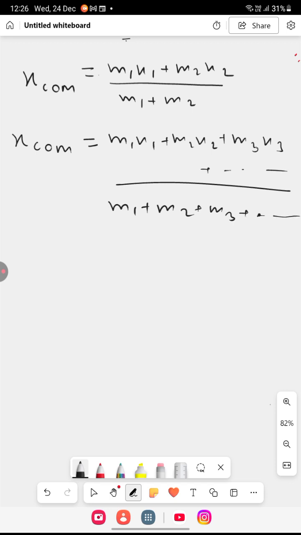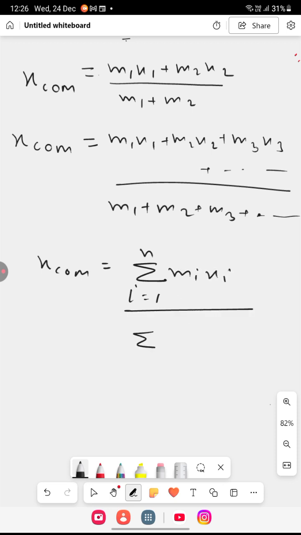Now how can we write it? x center of mass equal to sigma i is equal to 1 to n of mi xi upon sigma i is equal to 1 to n of mi. This is the formula when the masses are in discrete form.